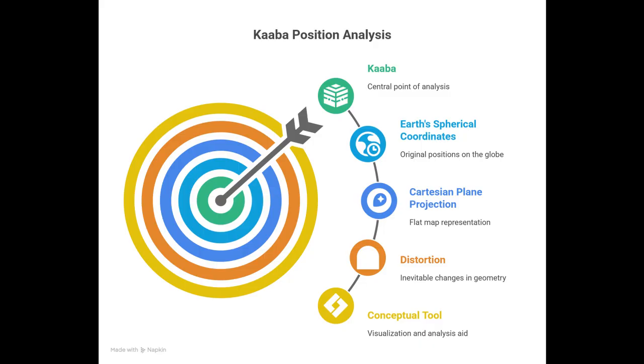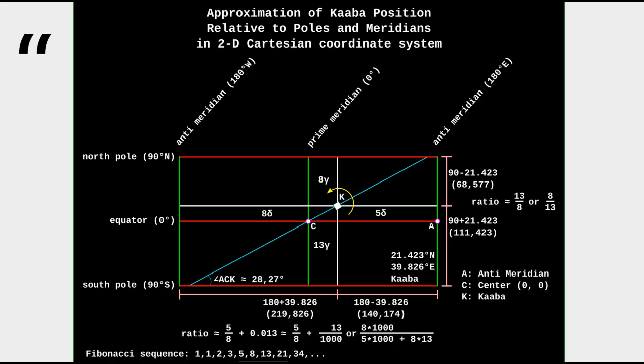Earth. We can place Google Maps into a 2D Cartesian coordinate system, and in fact Google Maps already is a 2D Cartesian system, created through a projection called Web Mercator. Placing the Kaaba into a 2D Cartesian coordinate system.